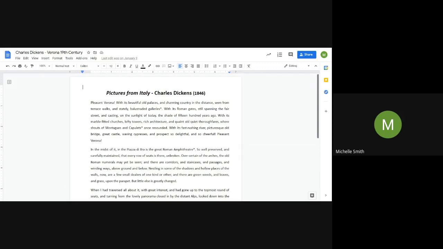Pleasant Verona, with its beautiful old palaces and charming country in the distance, seen from terrace walks and stately balustered galleries, with its great Roman gates still spanning the fair streets and casting on the sunlight of today the shade of 1500 years ago, with its marble-fitted churches, lofty towers, rich architecture, and quaint old quiet thoroughfares where shouts of Montagues and Capulets once resounded, with its fast-rushing river, picturesque old bridge, great castle, waving cypresses, and prospects so delightful and so cheerful, pleasant Verona.